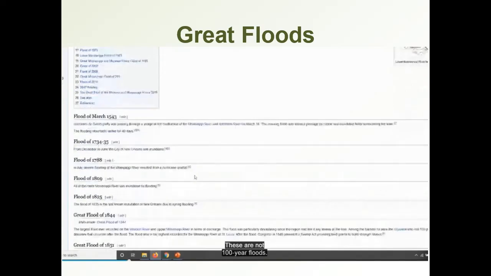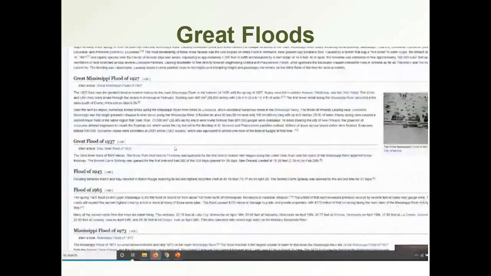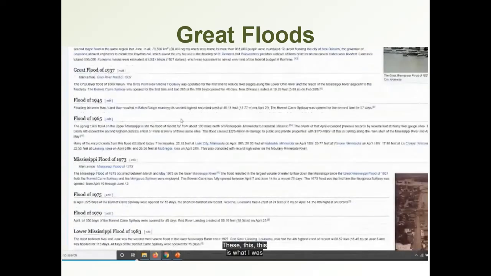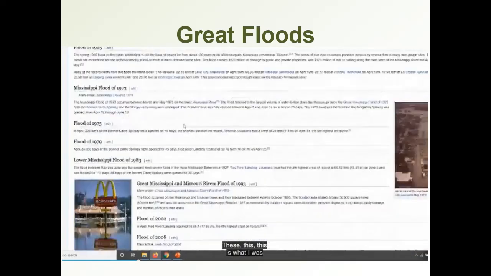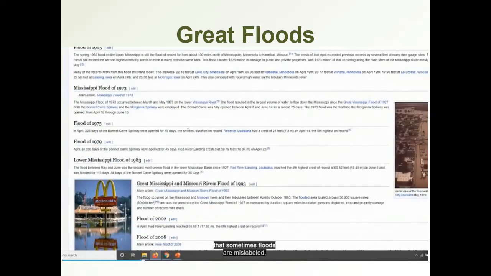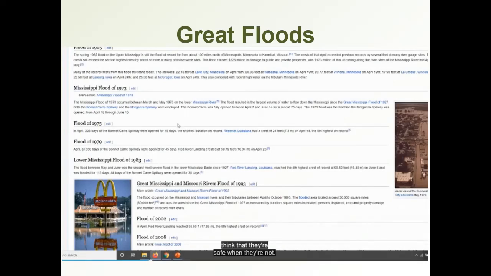These are not 100-year floods. So we have these are called great floods. This is what I was talking about when I was saying that sometimes floods are mislabeled, that they're labeled as being a 100-year flood when they occur much more frequently, and this can cause problems with zoning and let people think that they're safe when they're not.